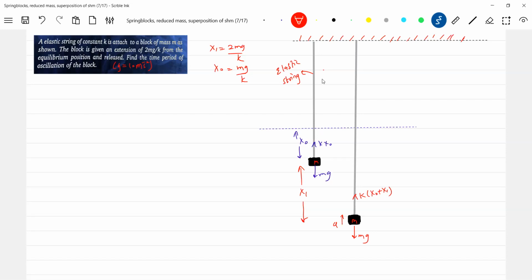Find the time period of oscillation of the block. What to do now here? Somehow it will come to the mean position. We will draw a set of diagrams, so that will be on the safer side. This is the mean position. It will come to the mean position. Then again, there is a natural length. Call that natural length L naught.